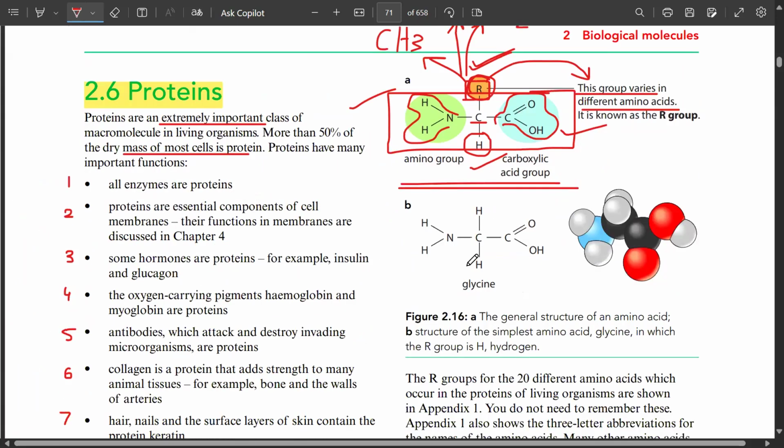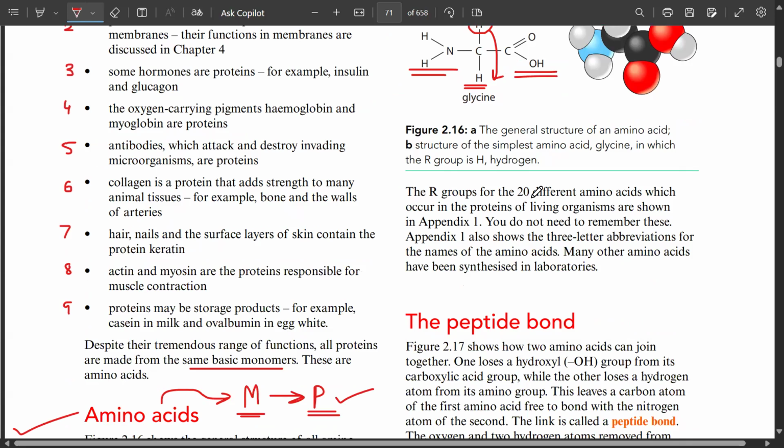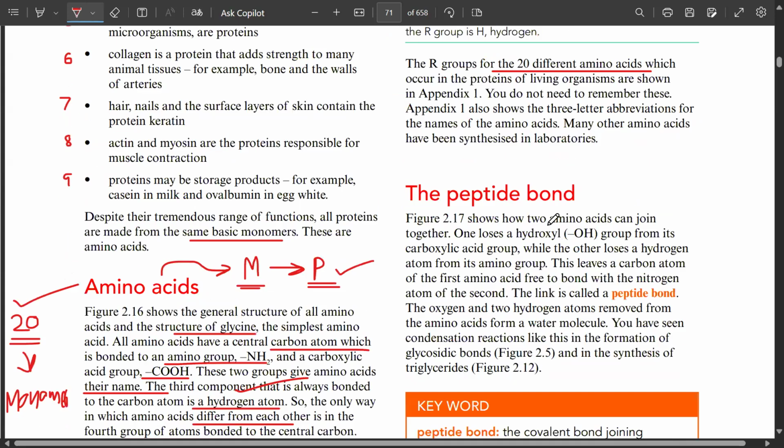This is a general structure. Okay? Over here, we can see that the R group of glycine is what? Hydrogen. Rest of them are always the same. All three sides of carbon are the same in all amino acids. Only this is going to vary. The R groups for the 20 different amino acids which occur in proteins are also shown in a separate table, and you do not need to remember those, by the way.